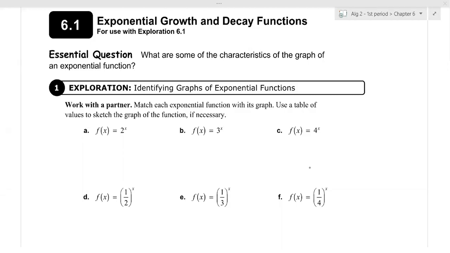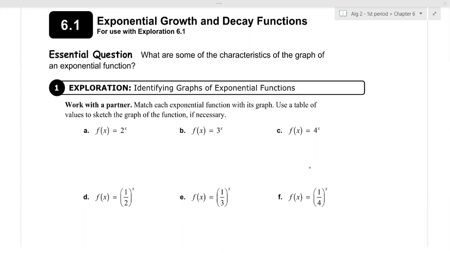Now, to start chapter 6, this is all about exponential functions, which means, as you can see in the title here, we have growth functions and decay functions. So in this section, we're really just getting used to what those look like. How do you know the difference between them? And then how to use them in money equations like interest. Okay, so let's go ahead and get started.